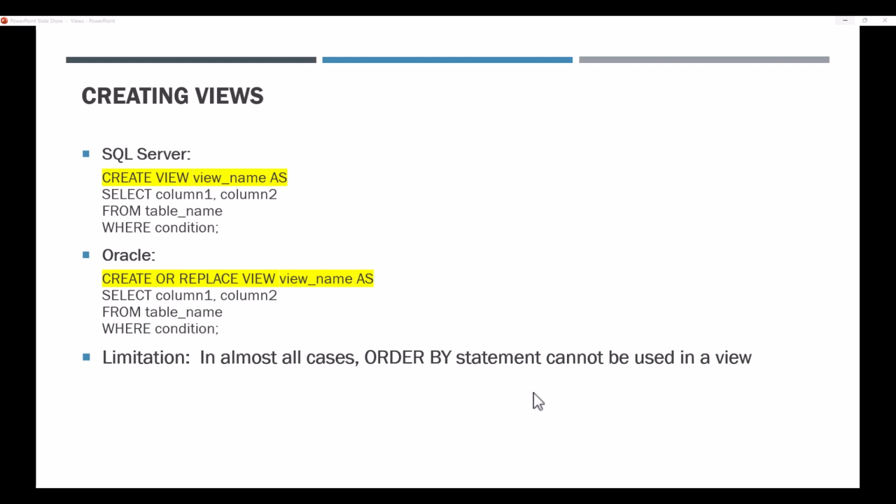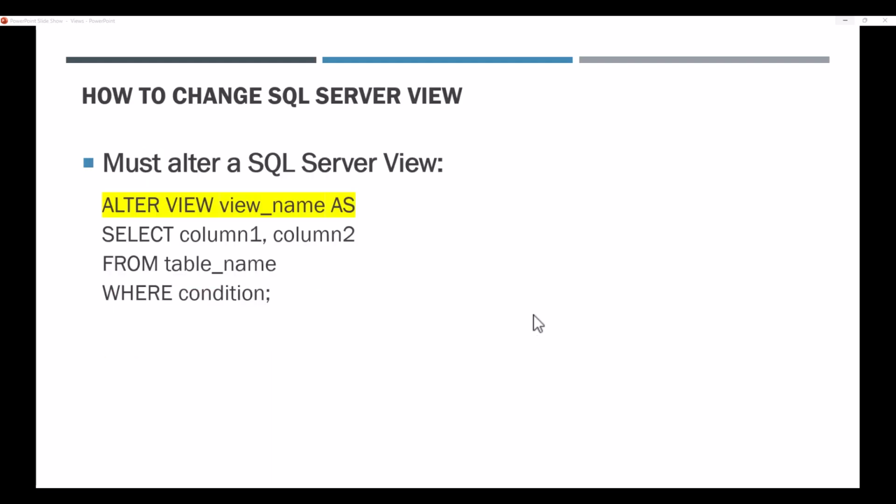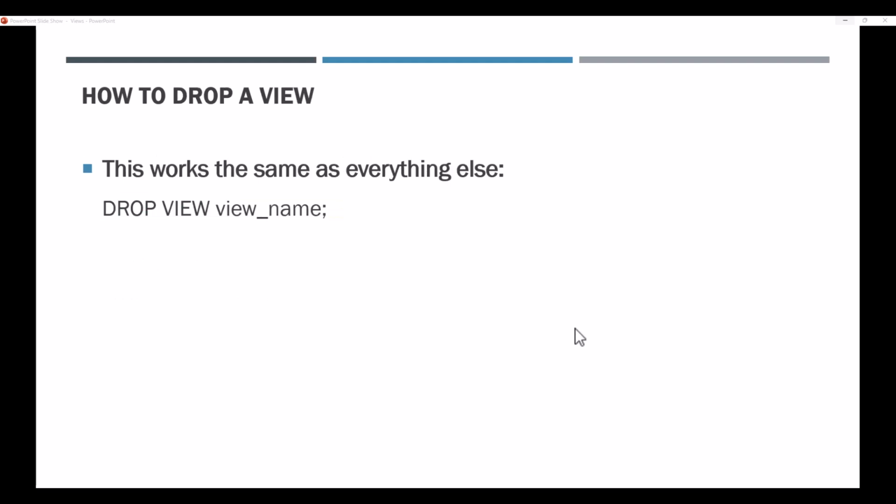If we need to change our SQL Server view, we saw before we just have the create, but we must alter the view. So we would have alter view with the view name as, and then we would provide our updated select statement of one or more base tables. If we want to remove a view, this is going to work similar to what we had with our create table, etc. It's essentially going to be drop view with the view name.